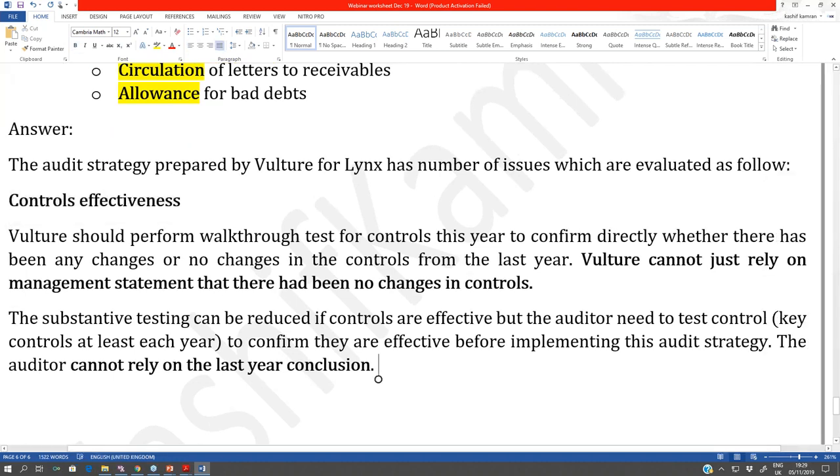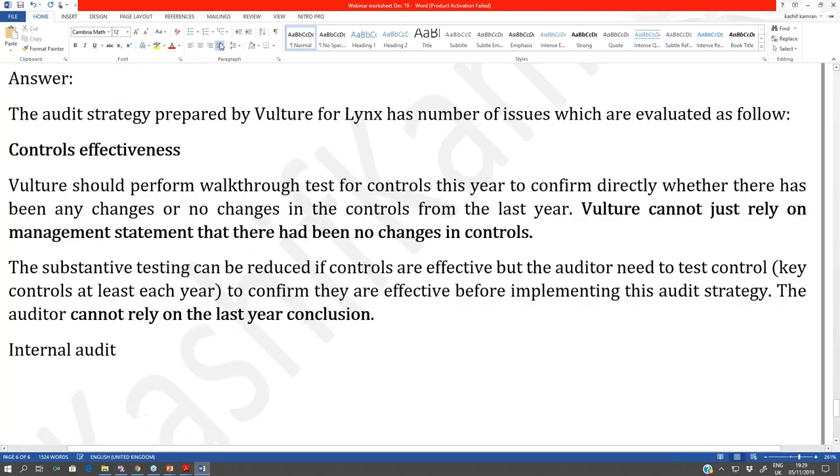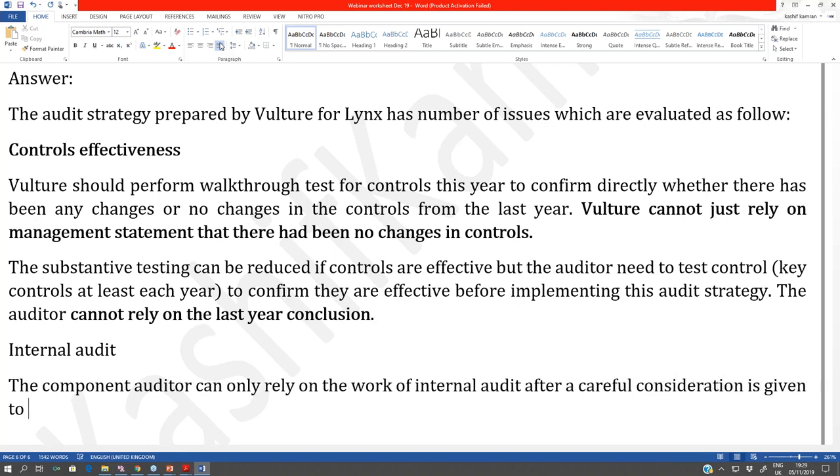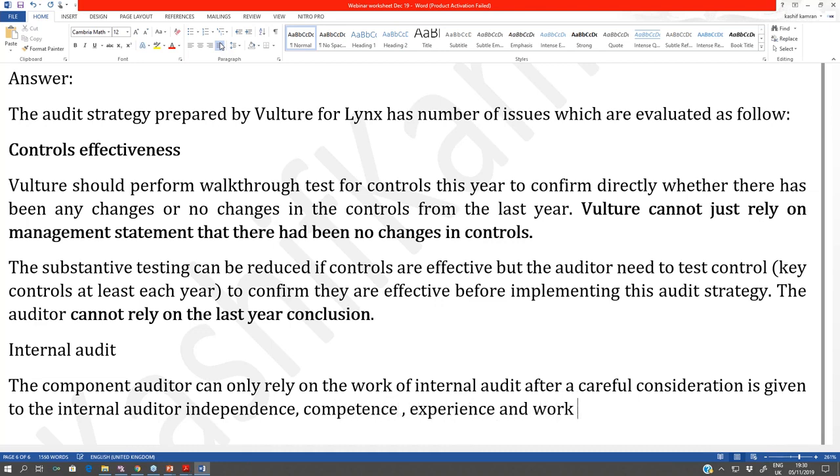Okay, the last point I'm writing, and then you continue with the answer. Internal audit. The component auditor, which is Vulture, can only rely on the work of the internal auditor after a careful consideration is given to the internal auditor's independence, competence, experience, and work documented.